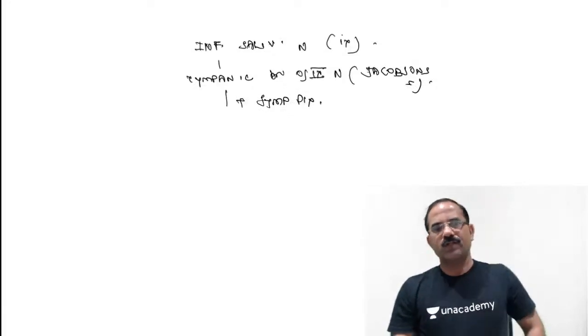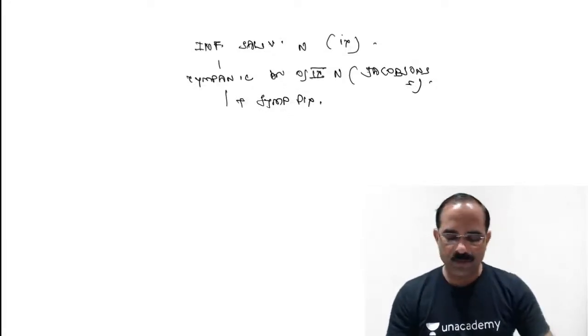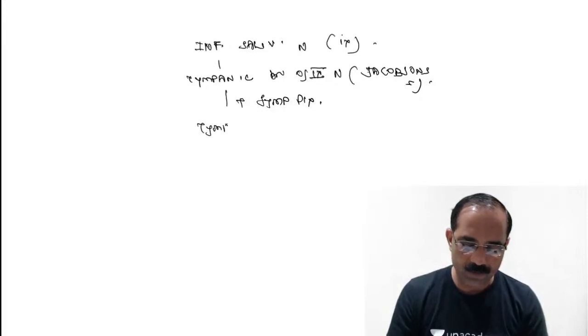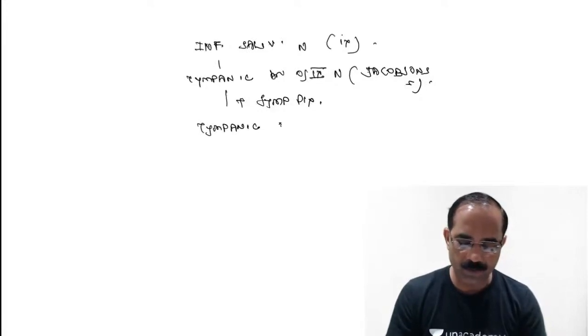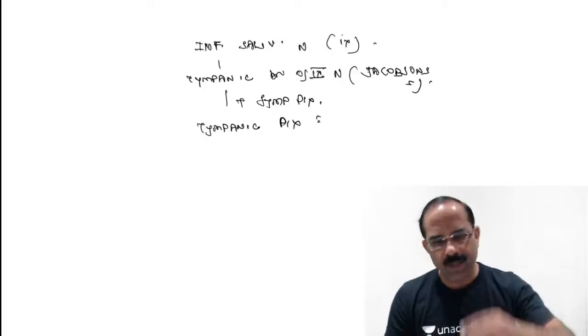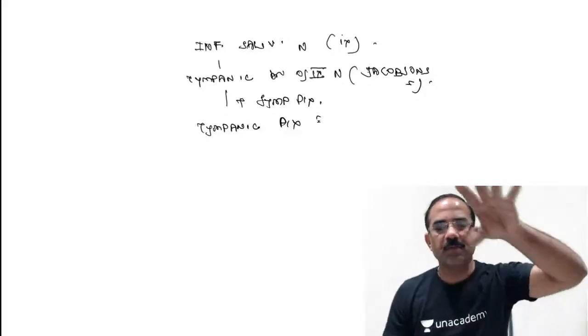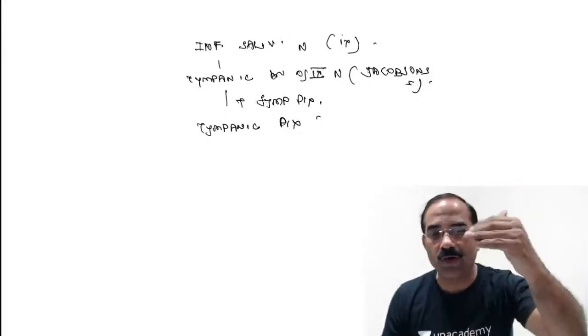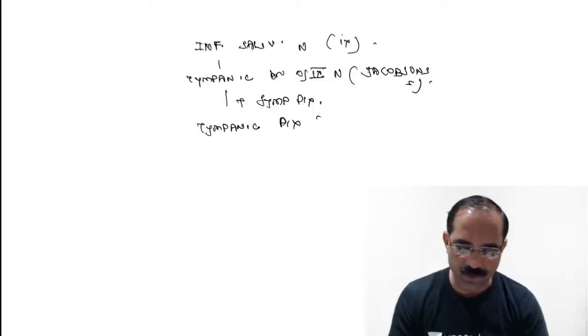Tympanic branch of glossopharyngeal nerve, that's the Jacobson's nerve. It joins with the sympathetic plexus and forms the tympanic plexus. Now, where does this tympanic plexus lie? Students, this tympanic plexus lies on the promontory of the middle ear.